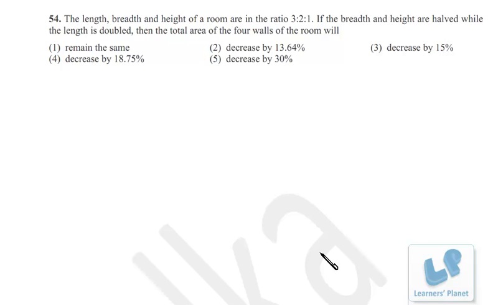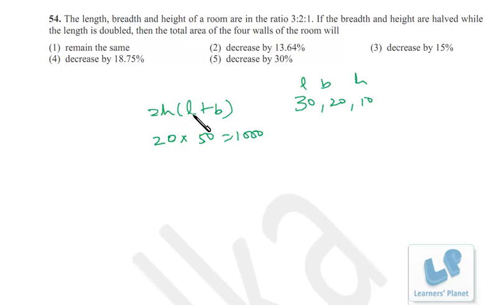Now friends, once again I am having a problem from CAT 2006. Here, the length, breadth and height of a room are in the ratio. If the breadth and height are halved while the length is doubled, then the total area of the 4 walls of the room will be. The area of the 4 walls is 2HL plus P, that we know, right? Now, length, breadth, height 3, 2, 1, we consider them 30, 20 and 10. Right? So initial area will be 2 times, that is 20 into L plus B, that is 50, right? So that's 1000, right?